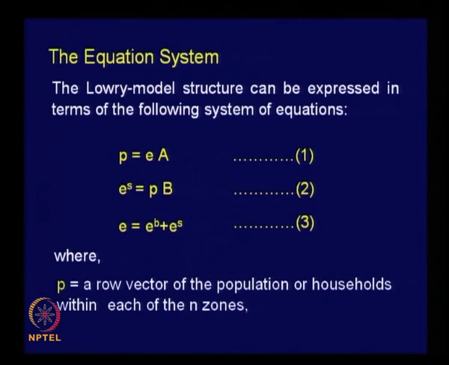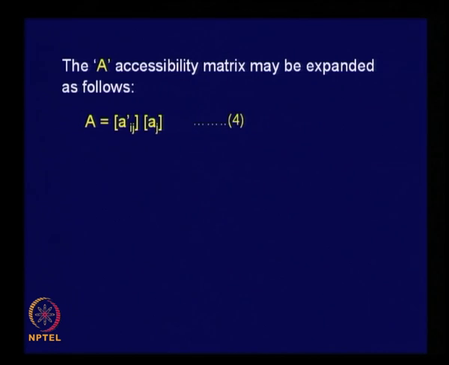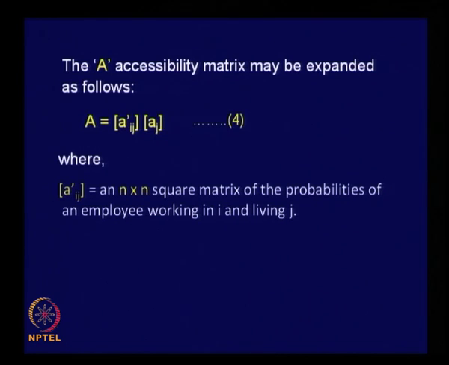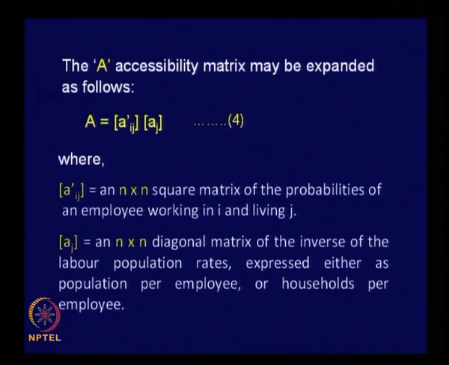So, these are basically accessibility related matrices A and B, right, and please recollect how we calculate the value of A. A is obtained as A dash ij into Aj, as you may recall, and A dash ij, as I said, is n by n square matrix of the probabilities of an employee working in I and living in J, and Aj is again n by n but diagonal matrix of the inverse of the labor population rates as employees per household or employees per 1000 population and so on, expressed either as population per employee or households per employee.